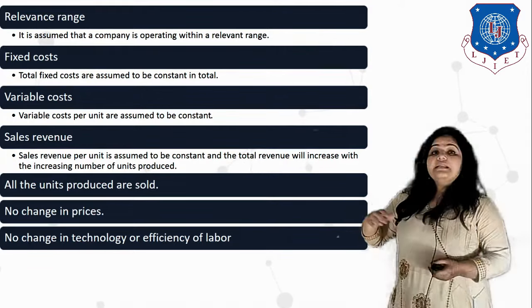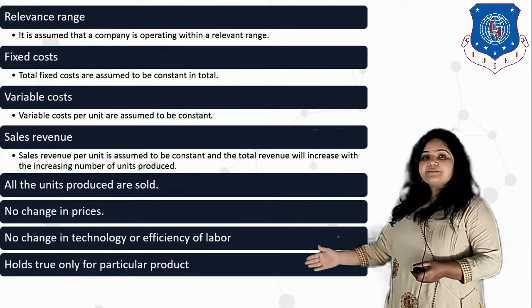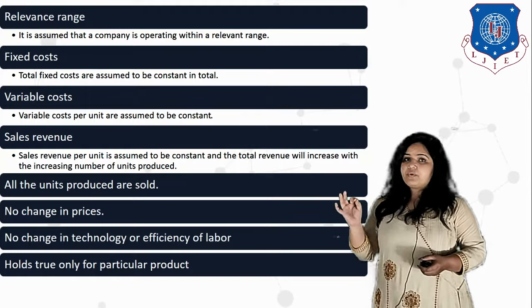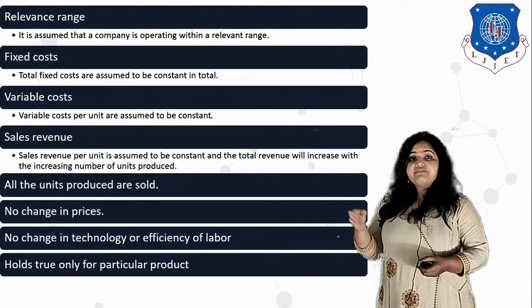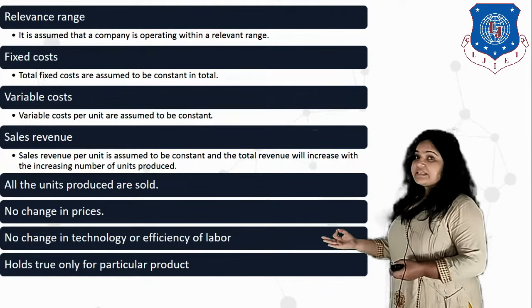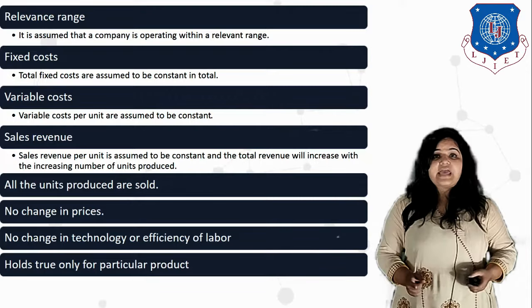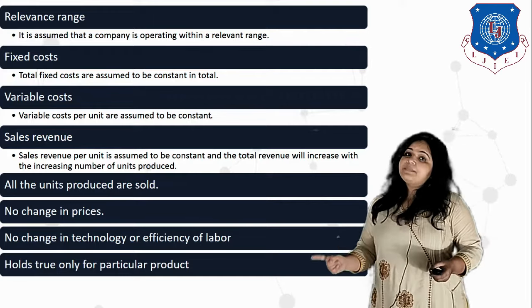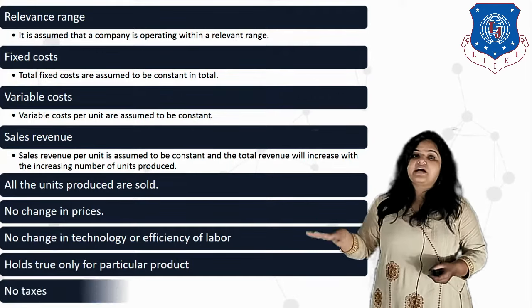The next assumption says that this break-even analysis holds true only for a particular product. For each and every product, the break-even point varies. So, once you carry out break-even analysis, it is true only for that particular product and not other products.